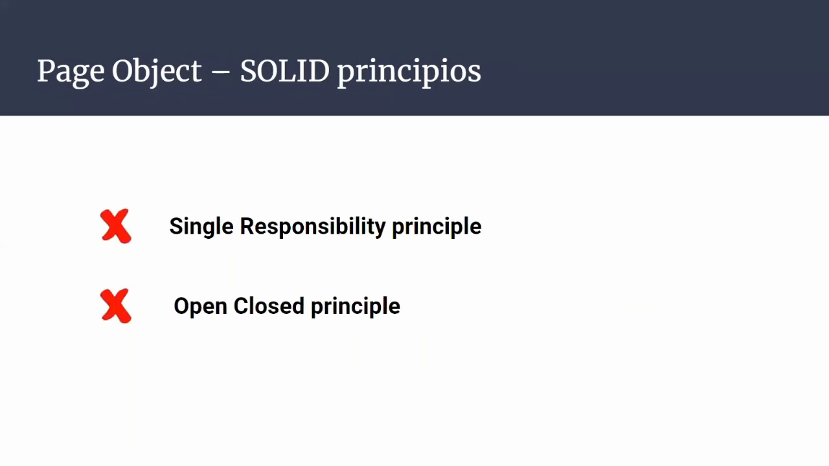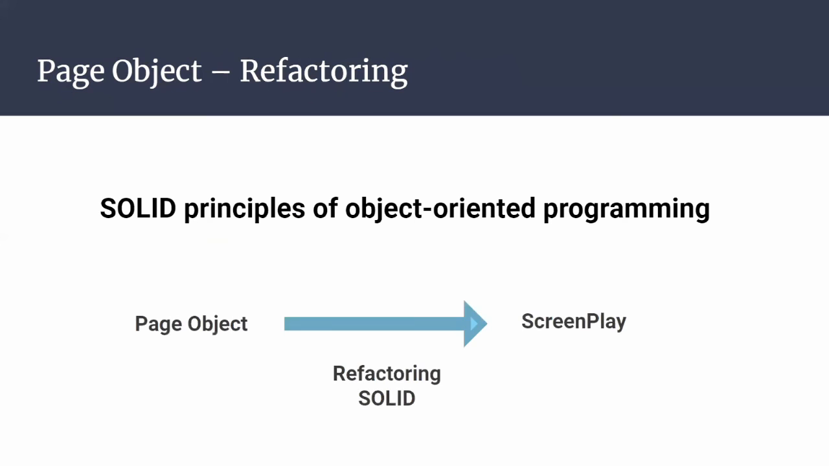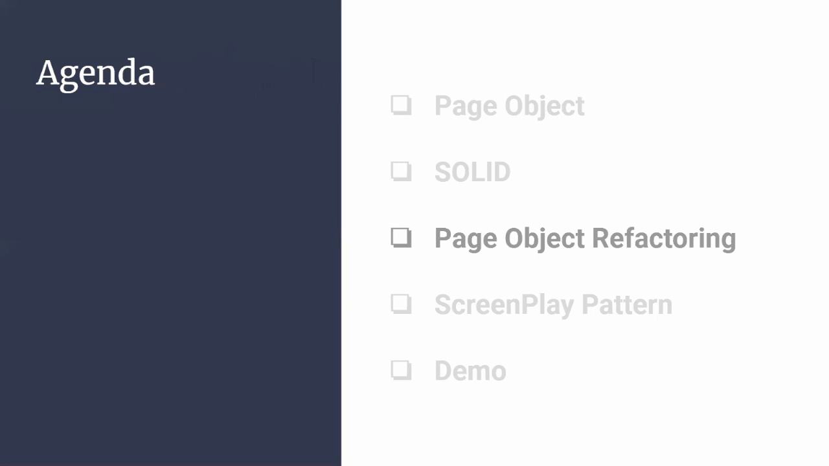So we can say that the page object doesn't comply with the single responsibility and the open-closed principles. And if we refactor the page object based on the SOLID principles to prevent larger classes, as we saw in the previous videos, we will get another pattern called screenplay. And this is the topic that we will discuss in the next video: how to refactor the page object based on the SOLID principles to prevent larger classes and get another pattern, the screenplay.